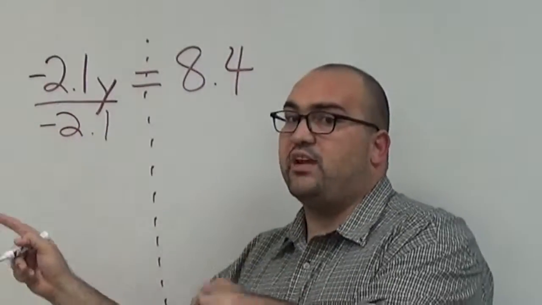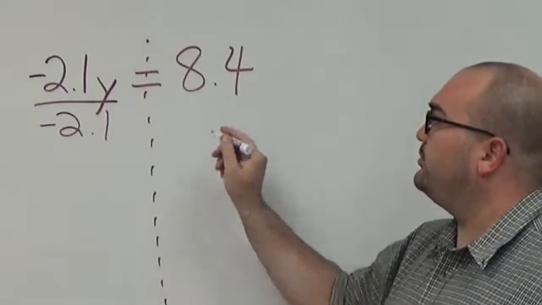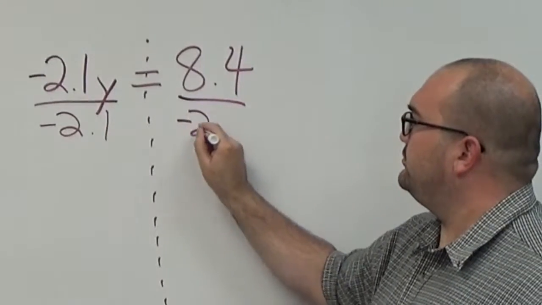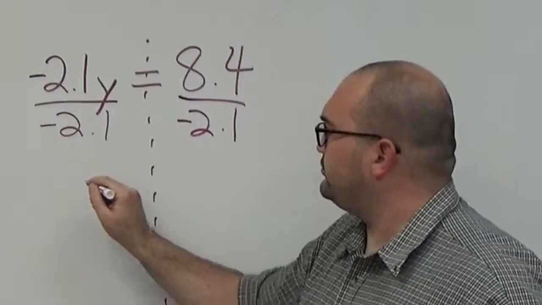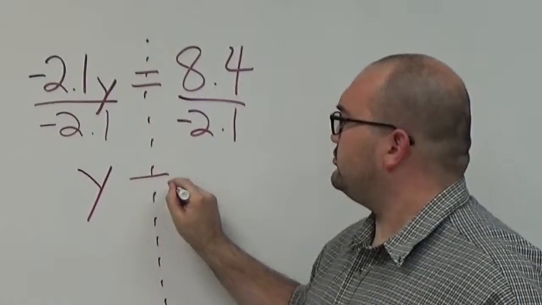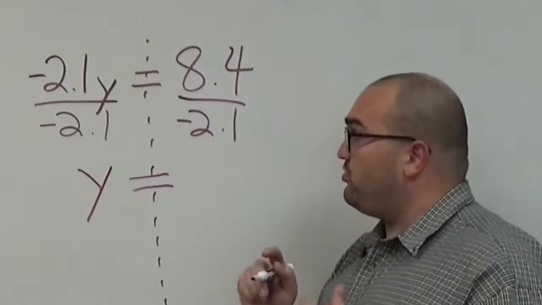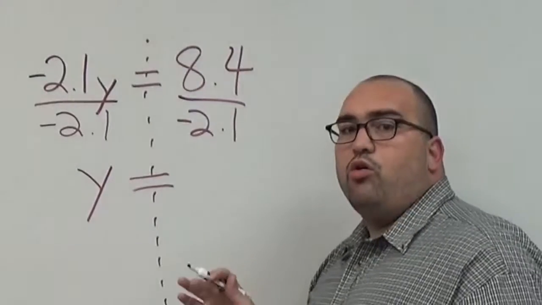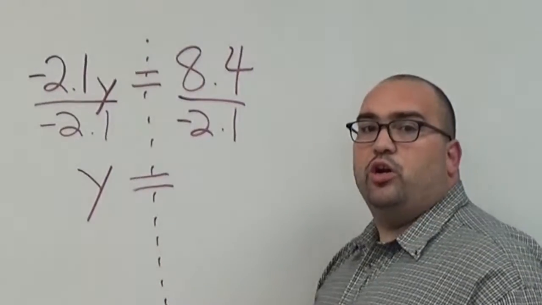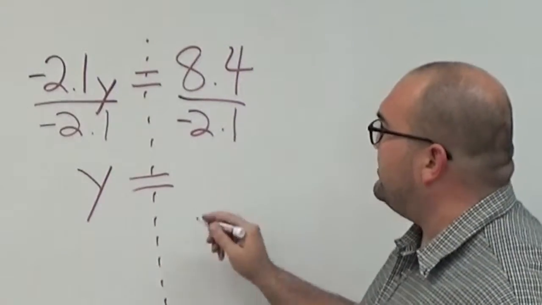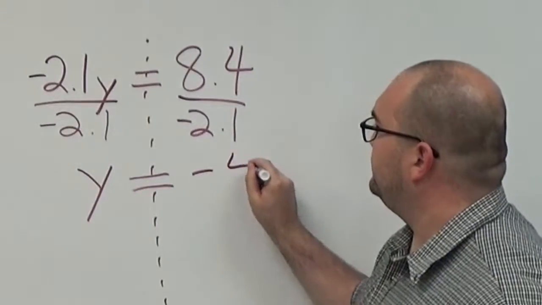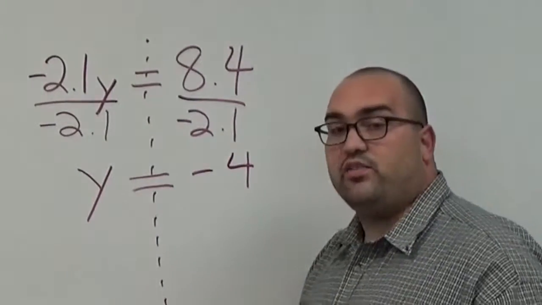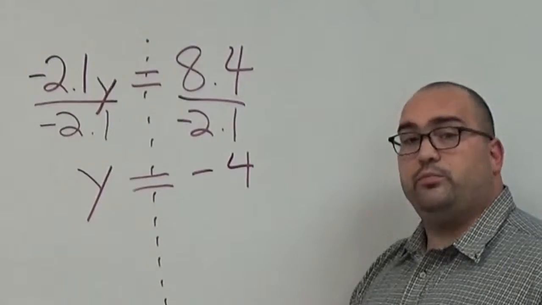Whatever I do to one side of the equal sign, I have to do to the other. So y equals something. You can do the division on your own. What you'll end up with is negative 4. So in this case, y equals negative 4.